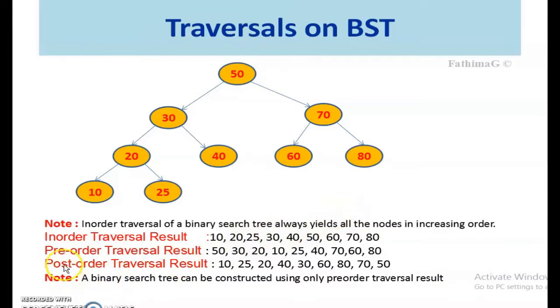Next, by applying the pre-order traversal in the same tree, we get the result as 50, 30, 20, 10, 25, 40, 70, 60, and 80. Next, by applying the post-order traversal in the same tree, we get the result as 10, 25, 20, 40, 30, 60, 80, 70, and 50.